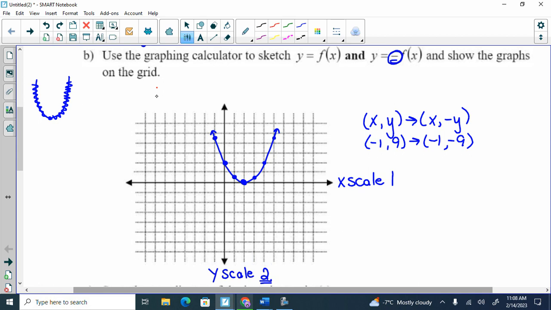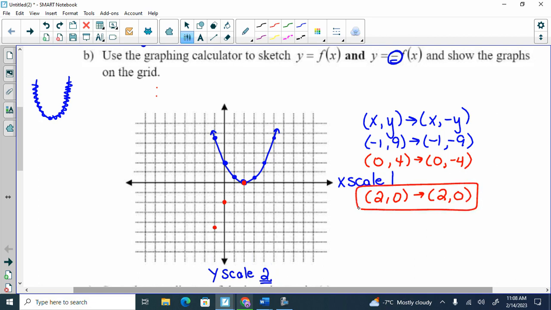Two, 4, 6, 8, 9. Remember, it's 2 each. And then I had 2, 4. That's a lot. 0, 4, which is going to become 0, negative 4. Now this 2, 0 is going to become 2, negative 0. Is there such a thing as negative 0? No. So these stayed the same.